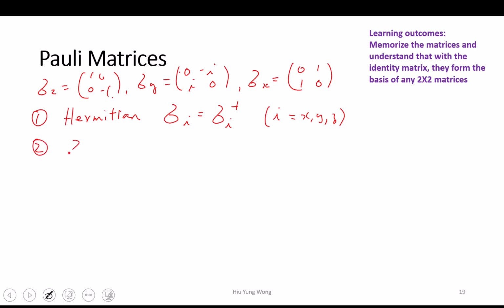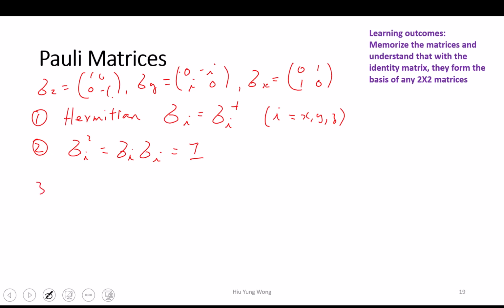Another thing is sigma i squared, which is sigma i times sigma i, equals the identity matrix. This is like the Hadamard gate, right? The square equals the identity matrix. You can prove it. I will save time. I don't want to prove it.